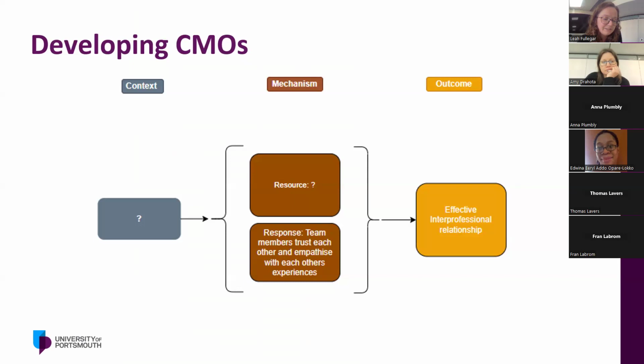And I don't know what the resource is. But I can see that based on this article, trust and empathy is the response to something that then results in an effective interprofessional relationship. So I fill in the bits I know to fill in. And remember this: if you're not doing a realist synthesis, then you don't need to do this in your analysis.